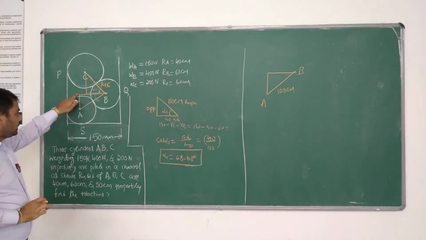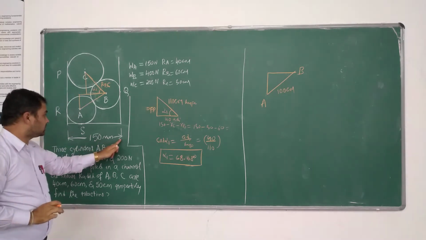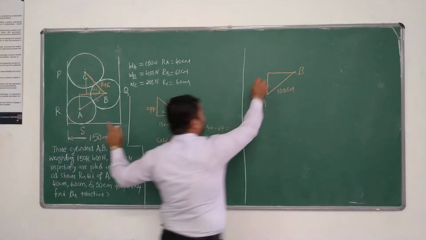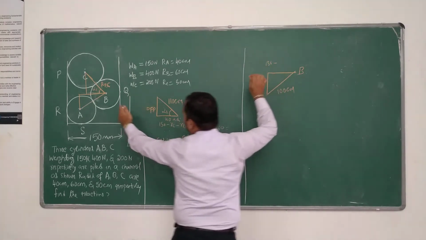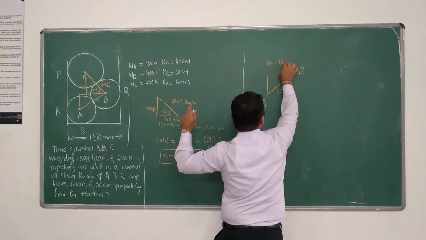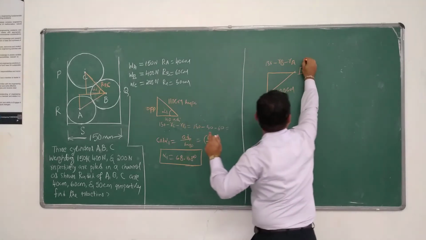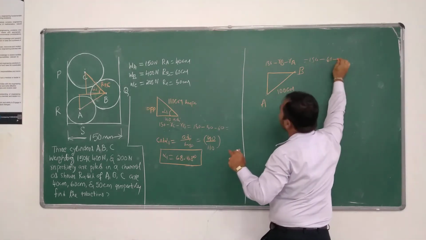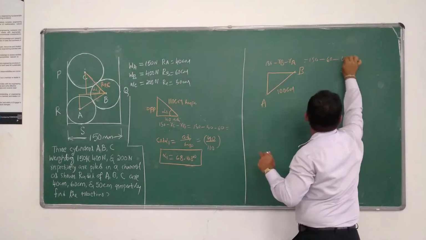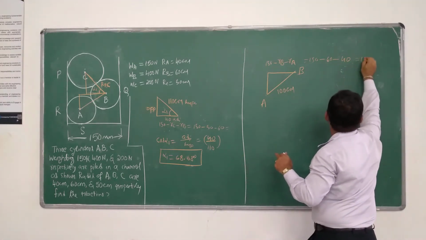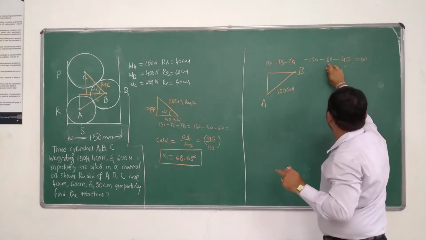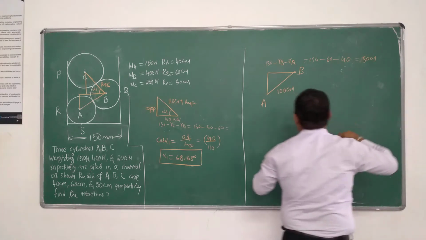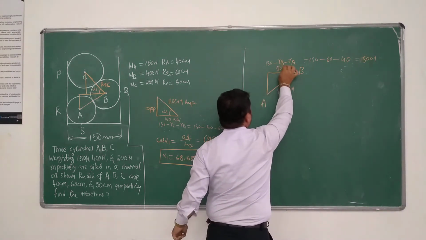Now find out the length of this side. We can calculate this length by subtracting the radius of B and the radius of A from the width of the channel. That is, 150 minus (radius of B minus radius of A). So that is 150 minus 60 minus 40... sorry, 150 minus 100, which is 50 centimeters. Therefore this value is also 50 centimeters.